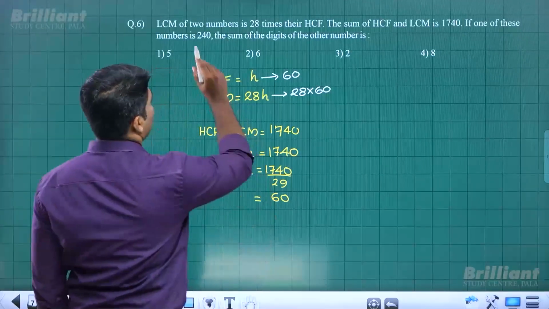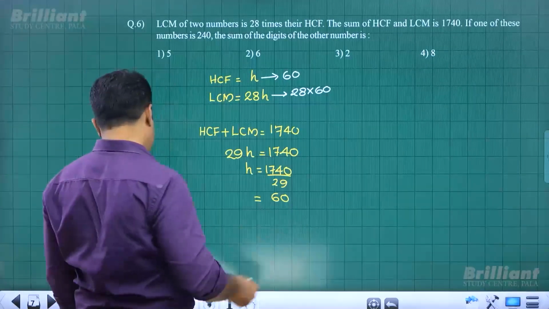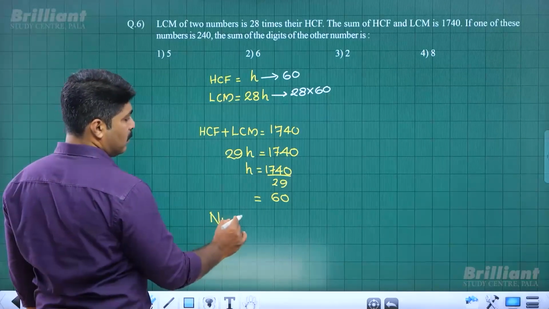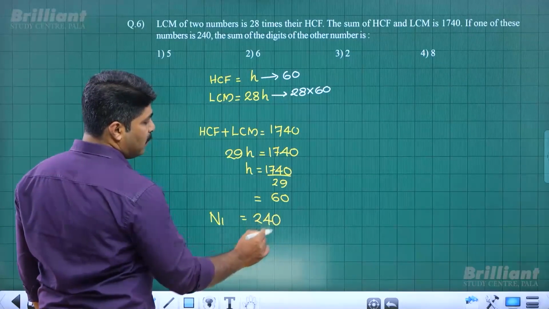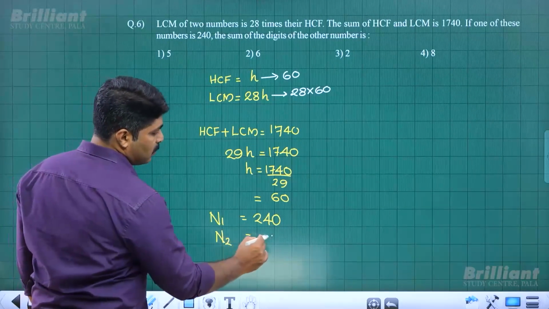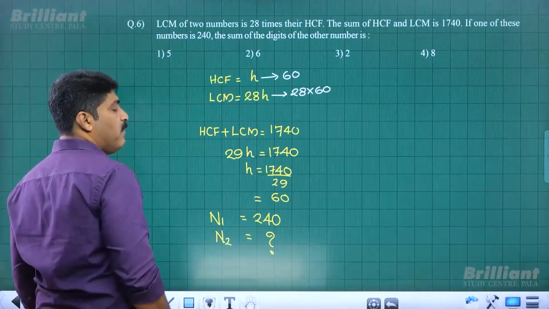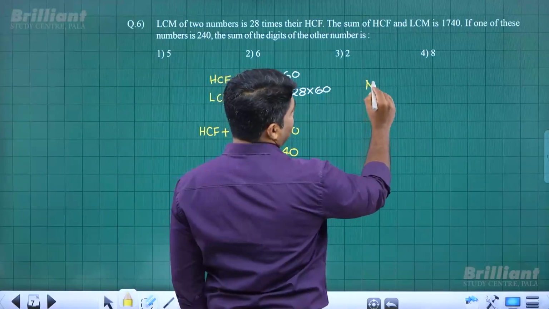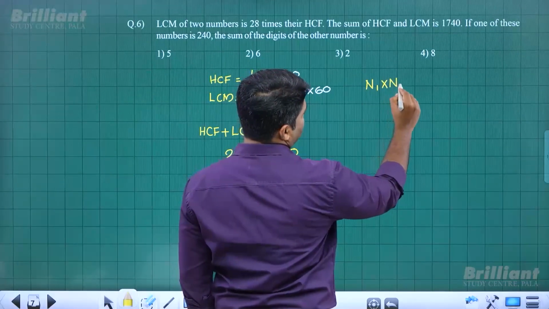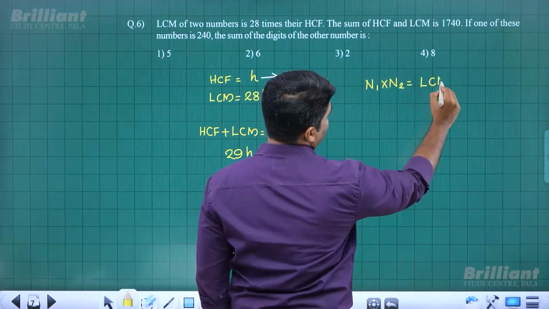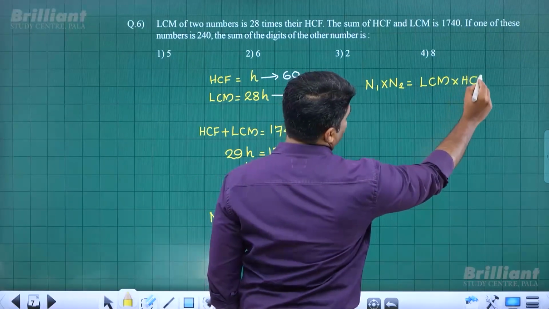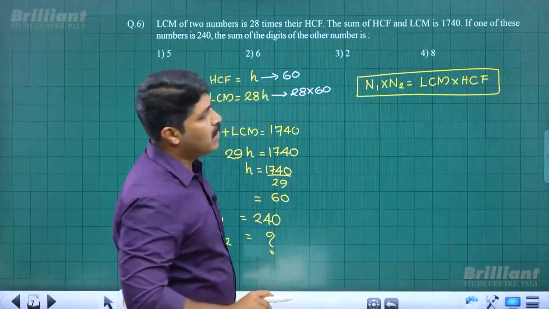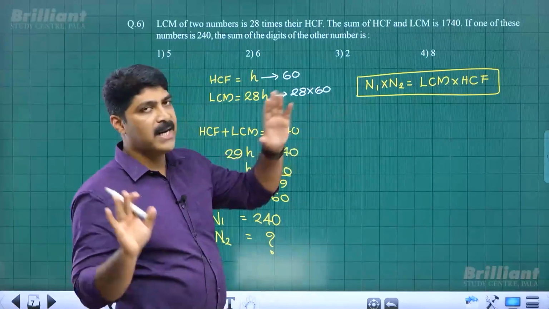Here, it is given that one number is 240. Then we have to find out the other number. So what is the trick we can apply here? We can connect these points. We know that the product of two numbers is equal to the product of their LCM and HCF. It's a very important understanding in this regard. So the product of any two numbers is equal to the product of their LCM and HCF.